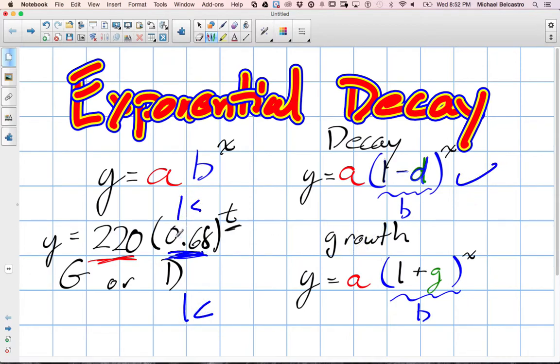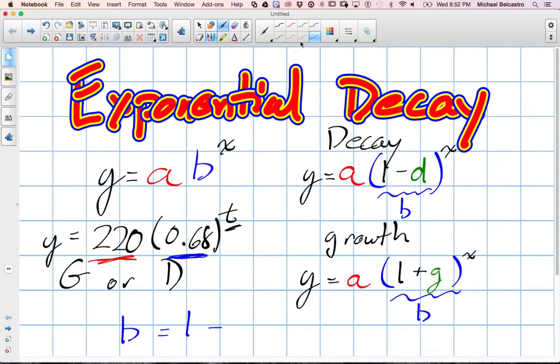That's really important. 1 would represent 100%. In other words, you're staying the same, never really changing. Anything greater than 1 means we're growing, and anything less than 1 means we're decaying. So we have to make a reference to 1. I'm going to turn this into a small formula. We're going to say that the b value is equal to 1 minus our decay rate. We said b is equal to 1 minus d.